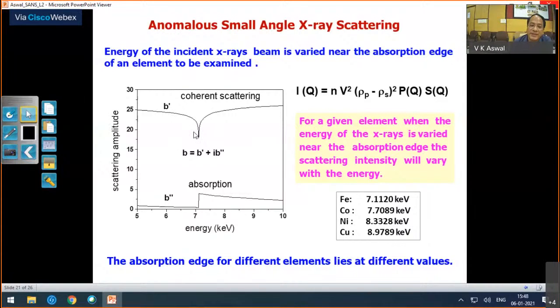And how do you differentiate different elements? Because their absorption edges are very different. So for example, iron, cobalt, nickel, copper, they are neighboring elements, and if you just want to see by common X-ray, it will be very difficult to differentiate because they will mostly scatter the same. So if they scatter the same, it will be very difficult to differentiate. But if you can vary the energy near the absorption edge, so these are in keV, and energy you can vary in a few electron volts with that precision.